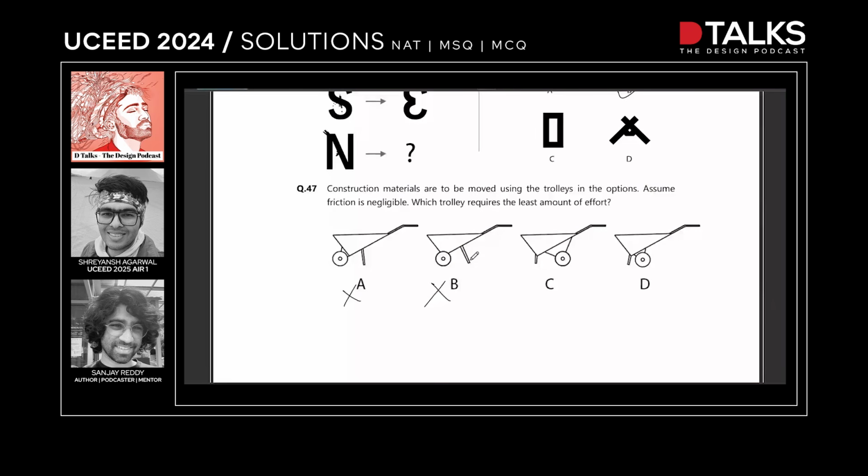Just pulling is always more effortful than pushing down. So A and B is wrong. And C and D. As I say, it's about moving, right? So C would stand more easily. If you want to keep anything and let it be there, C would stand easily. But D would make it easier to move.